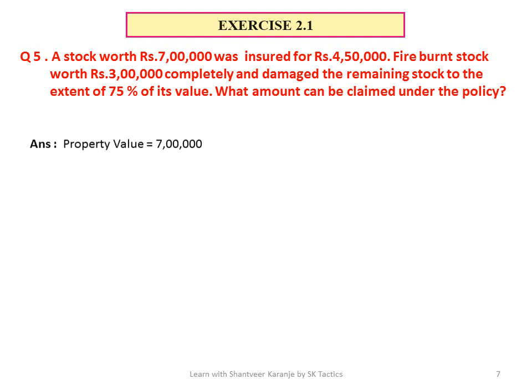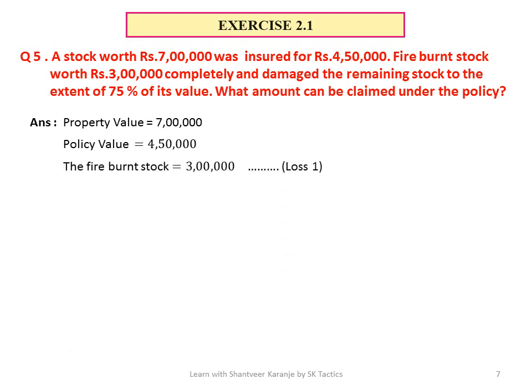Let's see. So property value given is 7 lakh. Policy value is given 4 lakh 50,000. It is directly given, so we use the direct value 4 lakh 50,000. The fire burned stock 3 lakh. This is loss number 1. So one type of loss which is completely burnt is 3 lakh.